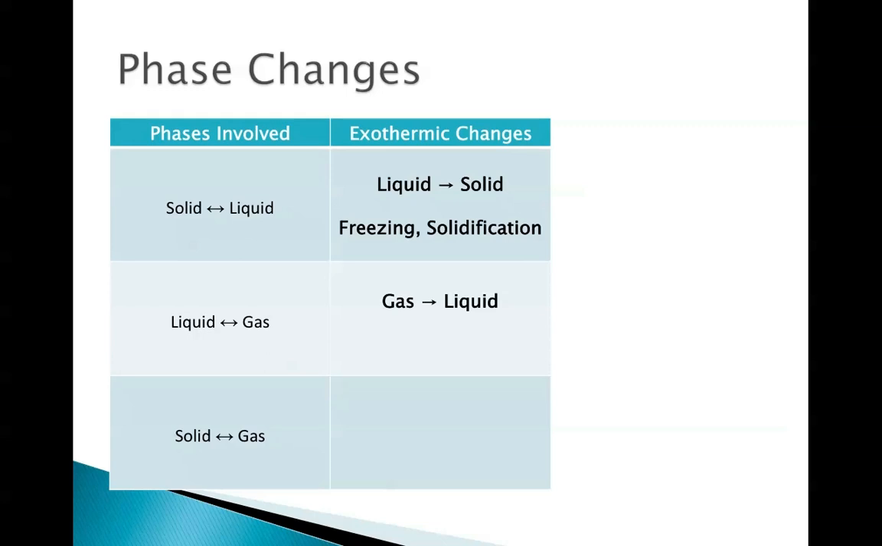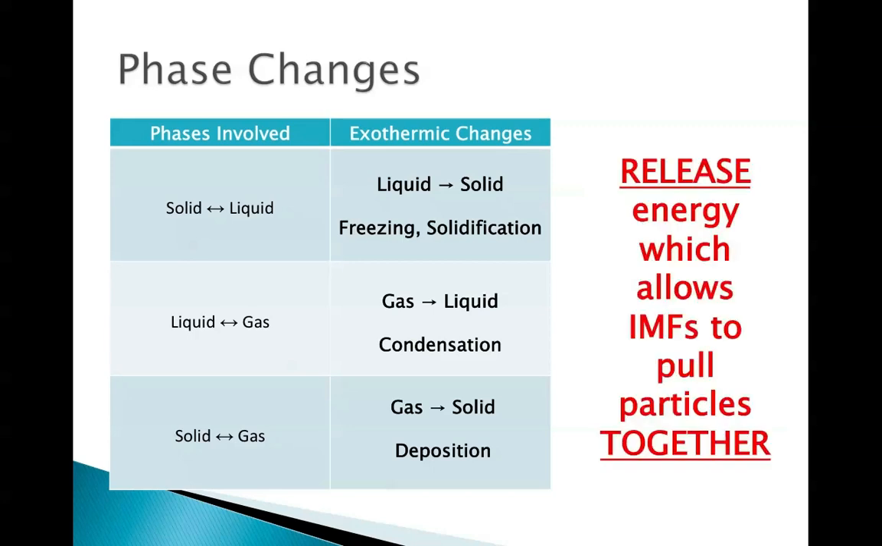When we go from a gas to a liquid, again, particles which are really far apart from each other have to come together and exist very close together. This is called condensation. Again, those particles are going to have to get rid of energy. And finally, we can have particles go from a gas directly to a solid. This is called deposition. And again, we'll go over some great examples of this that you've seen before in your everyday lives tomorrow. All three of these exothermic changes have to release energy, which then allows the IMFs to pull those particles closer together. So keep that in mind about how IMFs apply to each of these endothermic and exothermic changes.